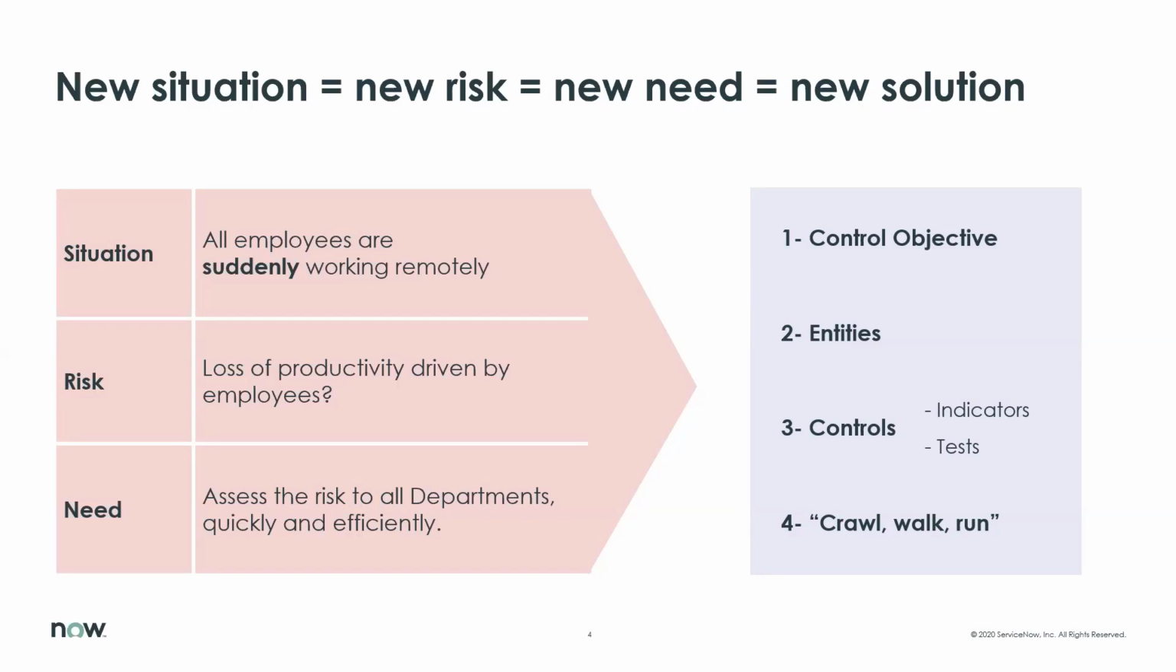We'll talk about it in a couple of stages. One, the control objectives you would use to mitigate that particular risk, how you're going to scope them with entities, the actual control instantiation of those objectives as controls with the indicators and tests.